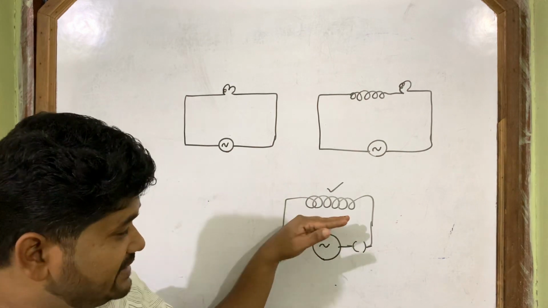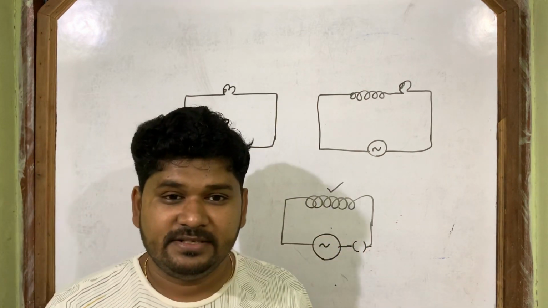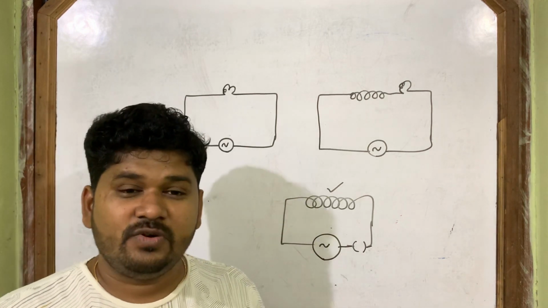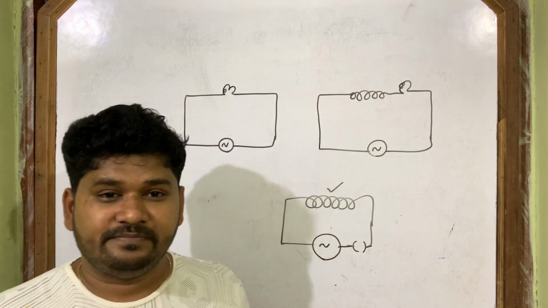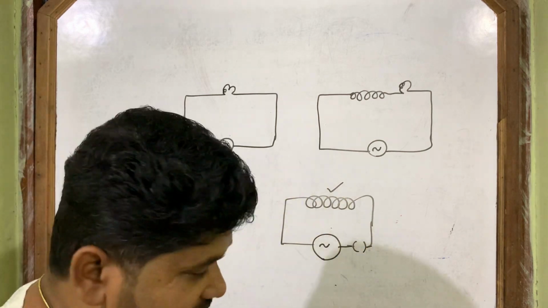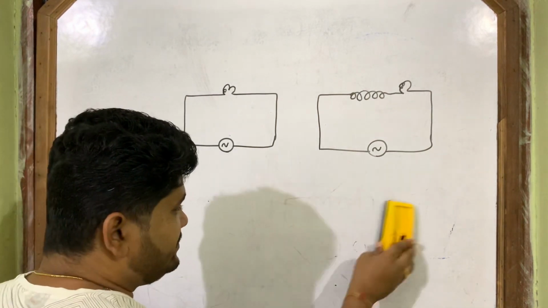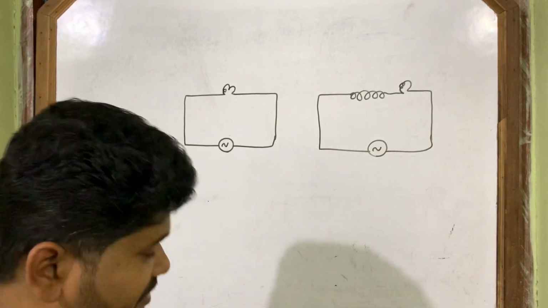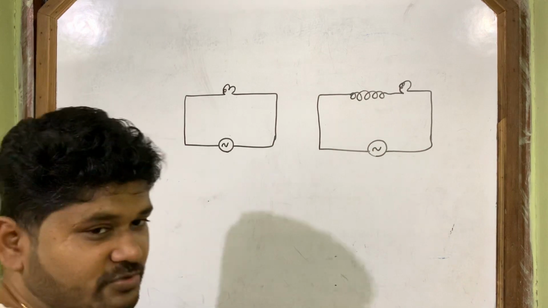That means this inductor is an AC device. When it is connected in alternating current, it shows its role throughout the time. With DC, it shows its role only at the time of switch on and switch off. So I have connected AC here, which means the inductor is always active. No matter the switch on and switch off.